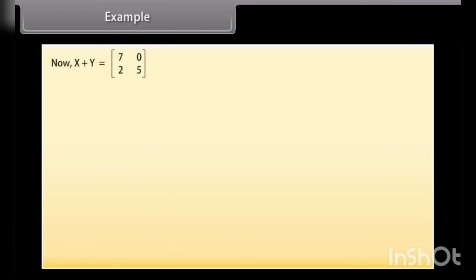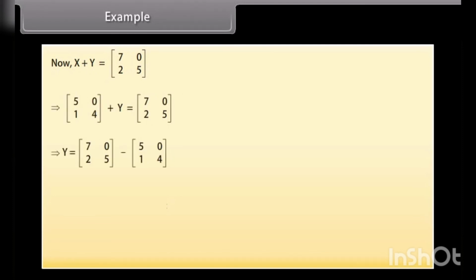Now substituting the value of X in X plus Y and solving it, we get matrix Y is equal to, row-wise, first row 2 0, second row 1 1.